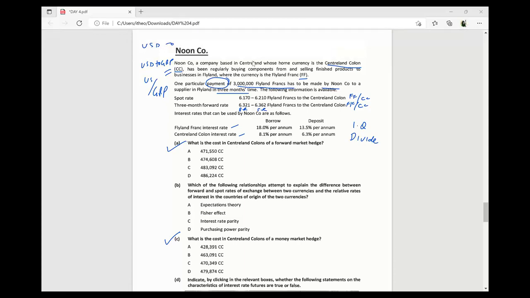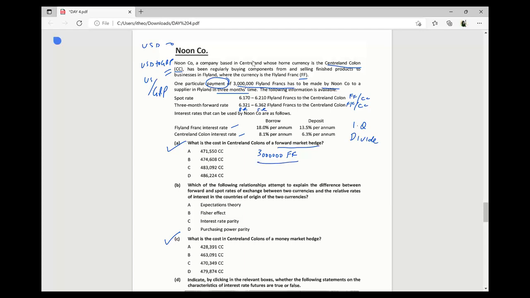What is the cost in CC of a forward market hedge? Now, how much payment are we making? One payment of 3 million in 3 months. So it's a 3 million FF payment in 3 months. What is the cost of a forward market hedge? Forward market hedge means forward exchange contracts. It's a 3 million payment. Multiply, divide, divide.